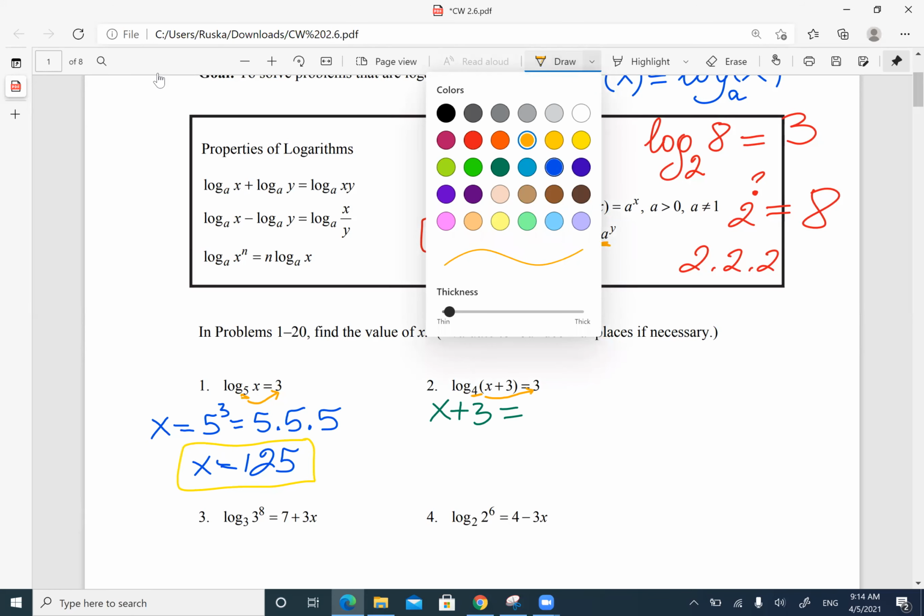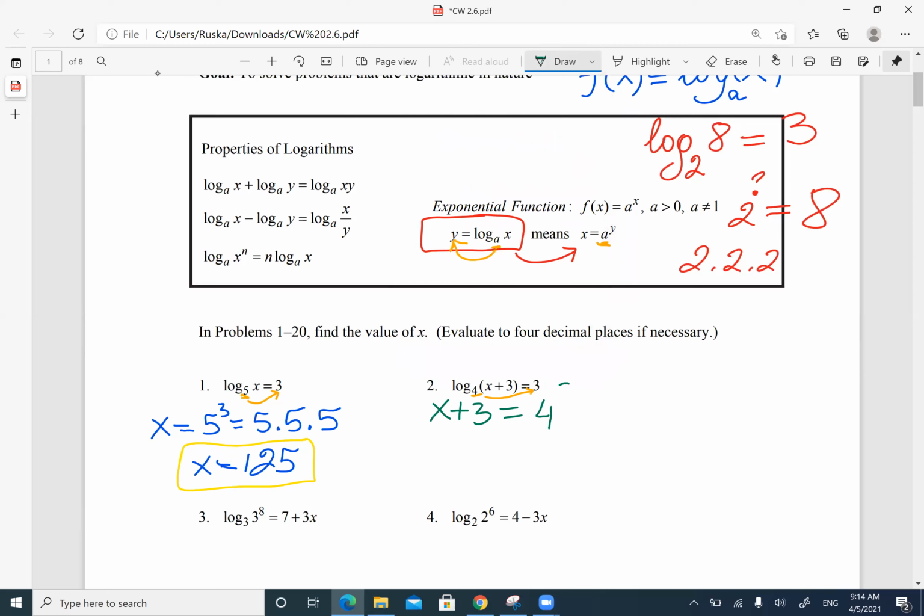X plus 3 equals what? 4 with exponent 3. That's right. So x plus 3, you look at this like one piece because it's in parentheses. X plus 3 equals 4 cubed. Now you have to do what is 4 cubed? 4 times 4 times 4, right? Which is 16. 16 times 4 is what? 64, right?